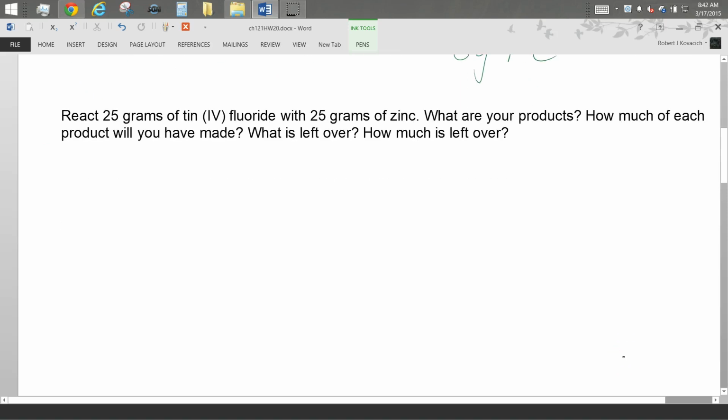Okay, react 25 grams of tin 4-fluoride with zinc. What are the products? How much of each product? What's left over? How much is left over? Okay.